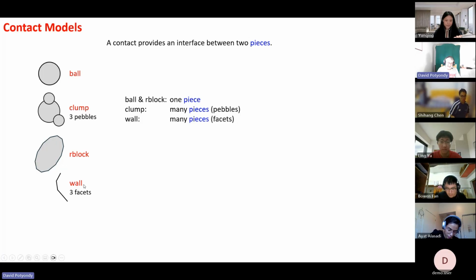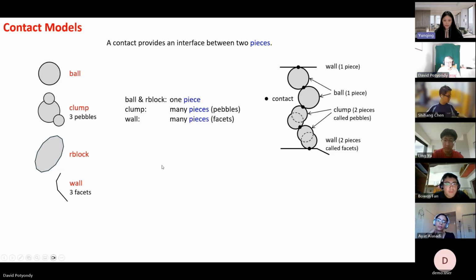Okay. And like if you have a wall, it's made up of three facets. A contact forms between like a ball and a facet. Okay. So it's this idea of pieces. It's the part of the surface where the contact is. Okay. And this is just showing all the different possibilities. Notice there's a clump, but a contact is with this ball and this pebble. This ball or this pebble and this pebble, right? Here, it's a wall, two facets. This pebble and this facet, that's what's happening.